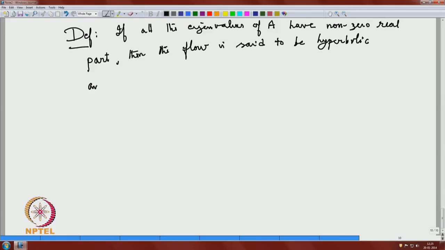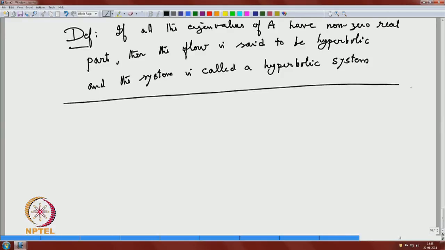And the system is called a hyperbolic system. So you will study more about hyperbolic systems in the nonlinear part. Okay. So in the last lecture, if we have time, we will try to present one more example.